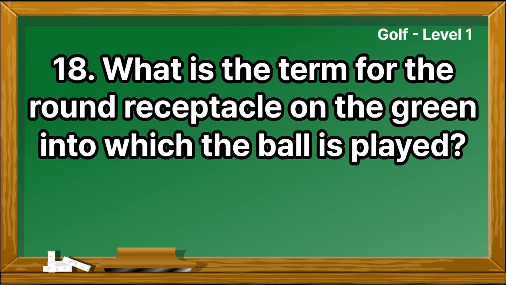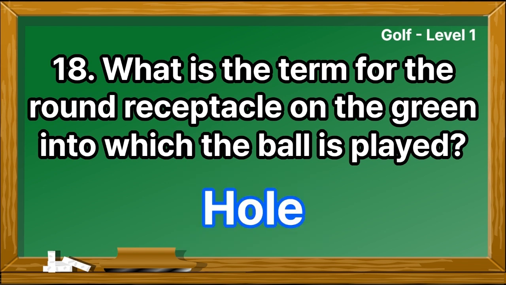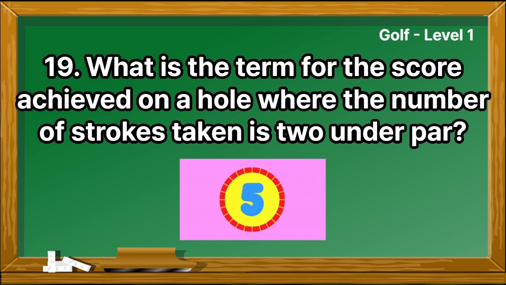What is the term for the round receptacle on the green into which the ball is played? Hole. What is the term for the score achieved on a hole where the number of strokes taken is 2 under par? Eagle.